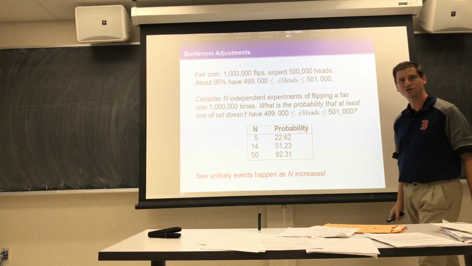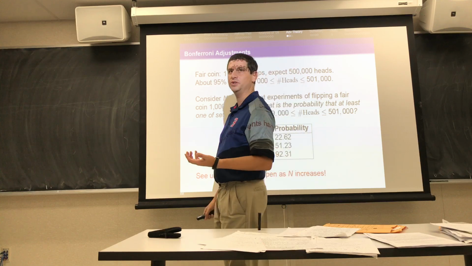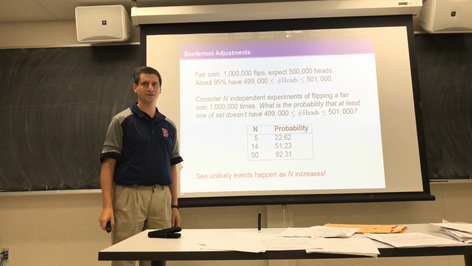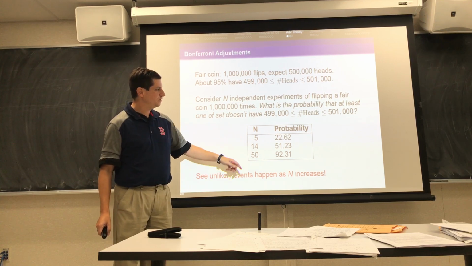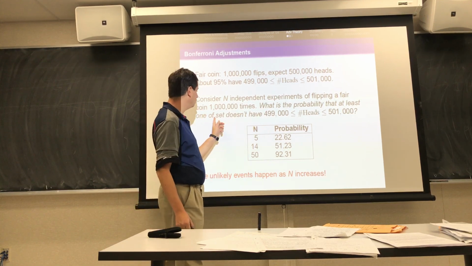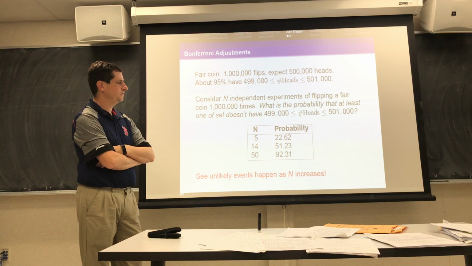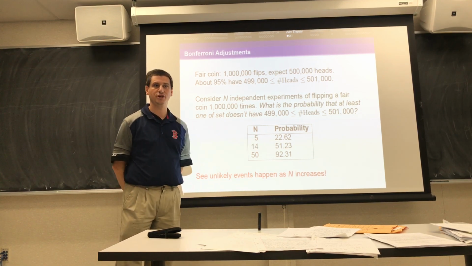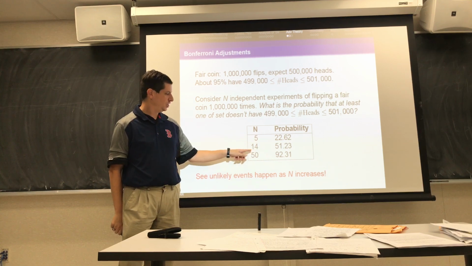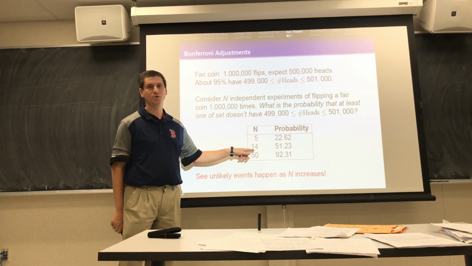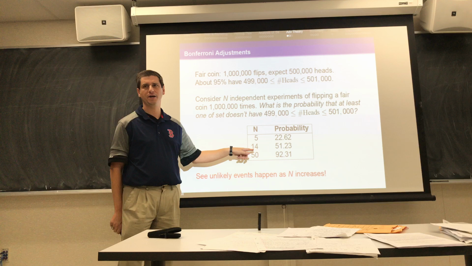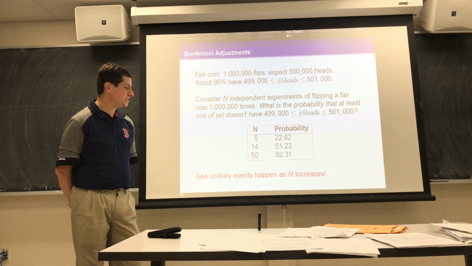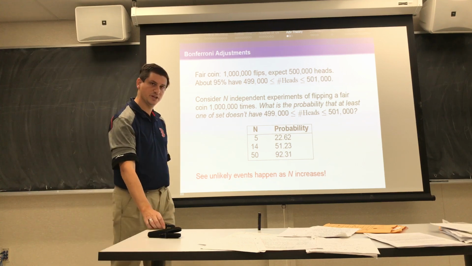So here is what we're going to do now. Instead of just flipping a fair coin 1,000,000 times, let's imagine n people independently flip a fair coin 1,000,000 times. If n equals 5, what's the probability that at least one set is not in that range? There's a 22.6% chance that at least one set is outside the range. With 14, which was the number of teams in the American League back then, it's a 51% chance. By the time you get up to 50, there's a 92% chance.